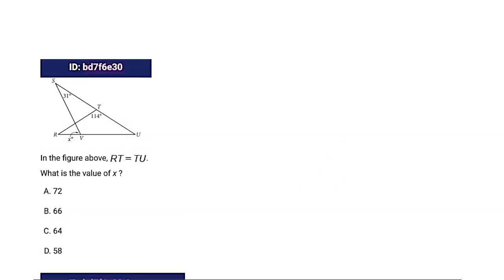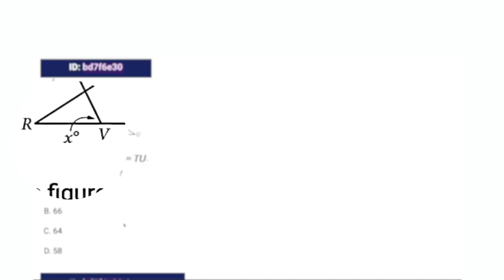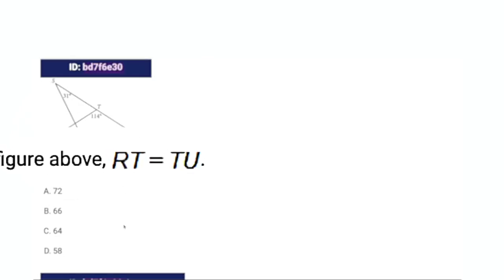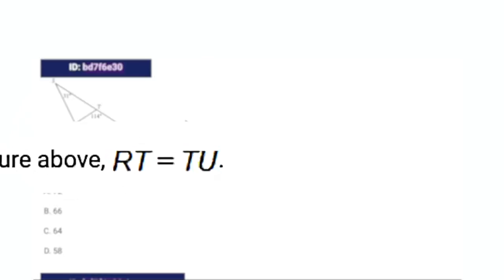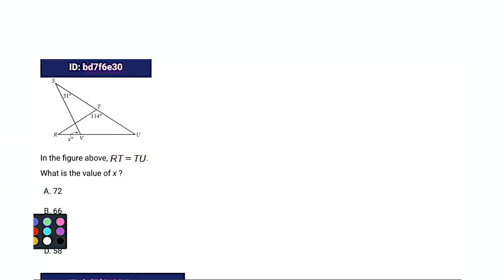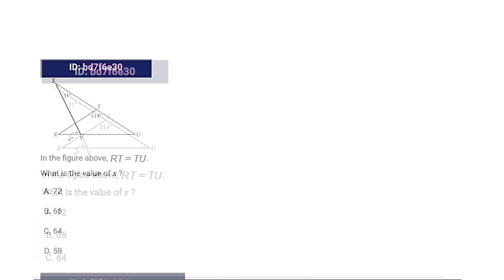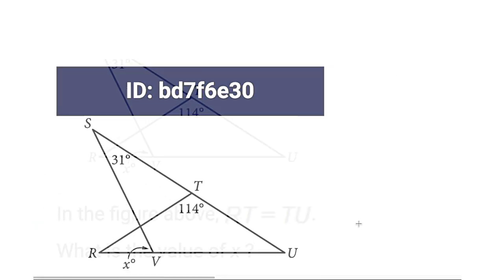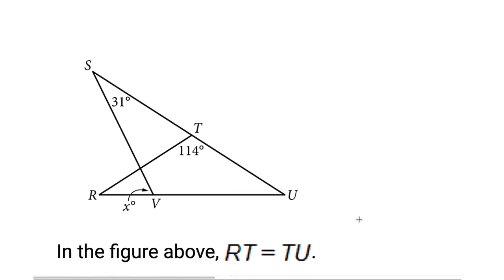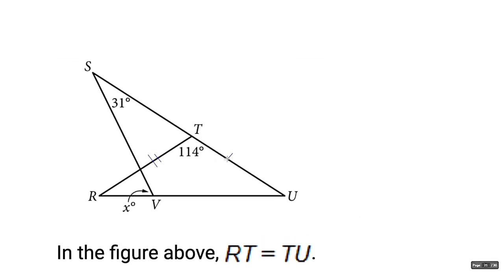All right, we've got a geometry question here, specifically dealing with lines and angles within triangles, and we're trying to figure out what this unknown angle is over here. The only information we're given is that RT and TU are congruent. So I'm going to signify that with a couple of little lines. Let me make these real small. I'm going to zoom in because I need to see exactly what's going on here.